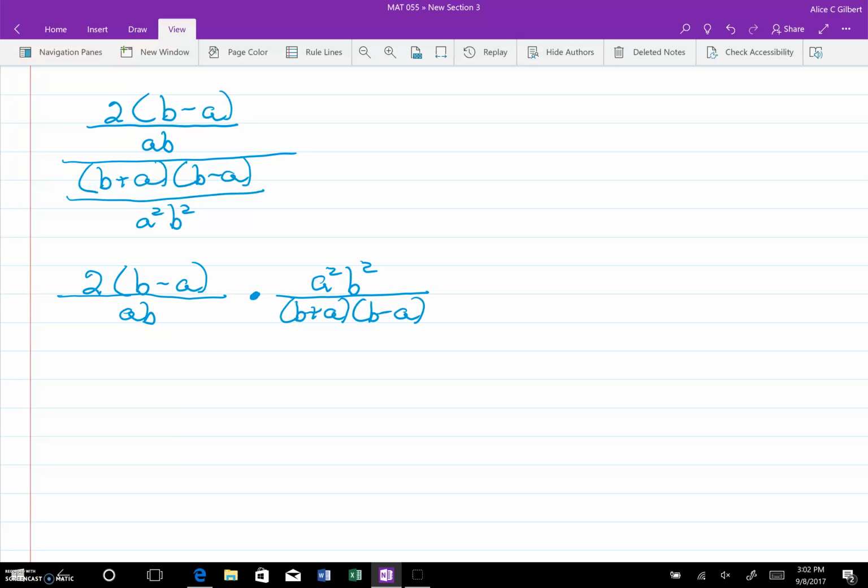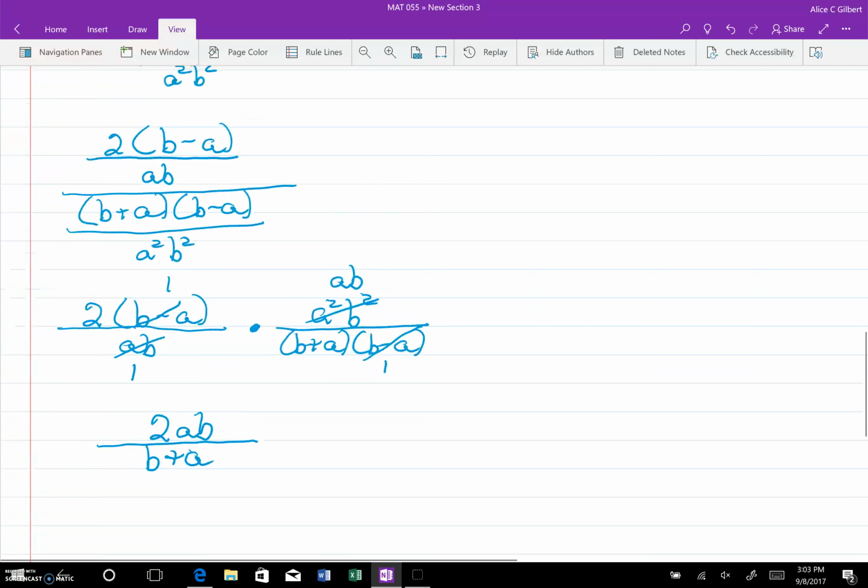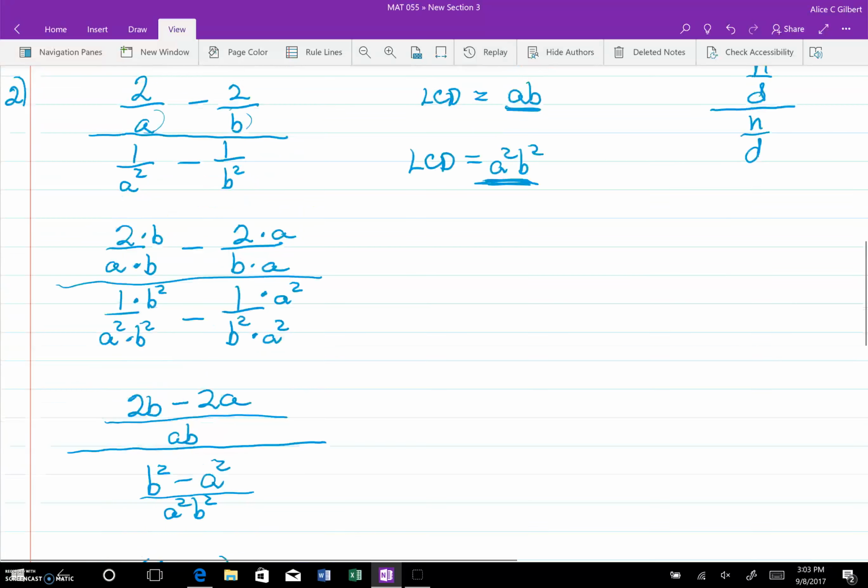Now let's see what we can cross cancel. Well, I can cross cancel the quantity b minus a, and I can get rid of one ab. That leaves me with 1. If I take 1 away from this, I'm left with an ab. That looks like everything. So now I multiply out my numerator. 2 times 1 times ab is 2ab. And 1 times the quantity b plus a gives me b plus a, and I'm done. Okay, that was our second example.